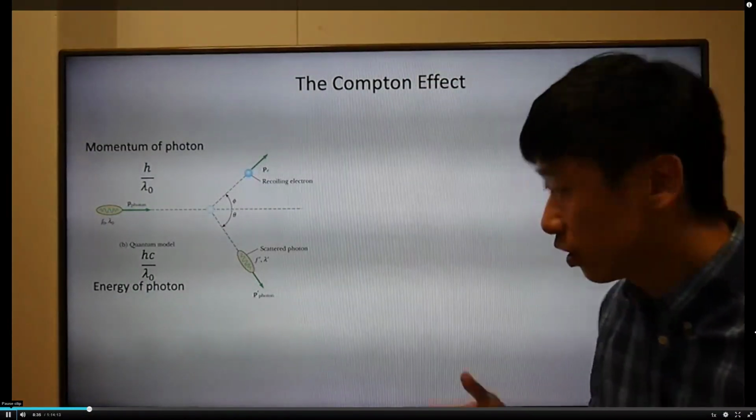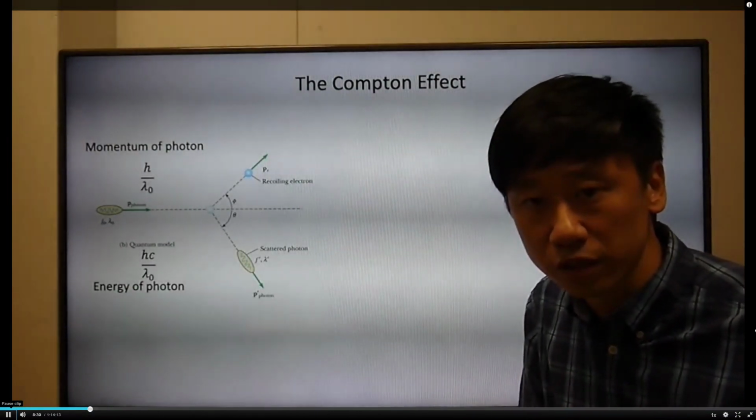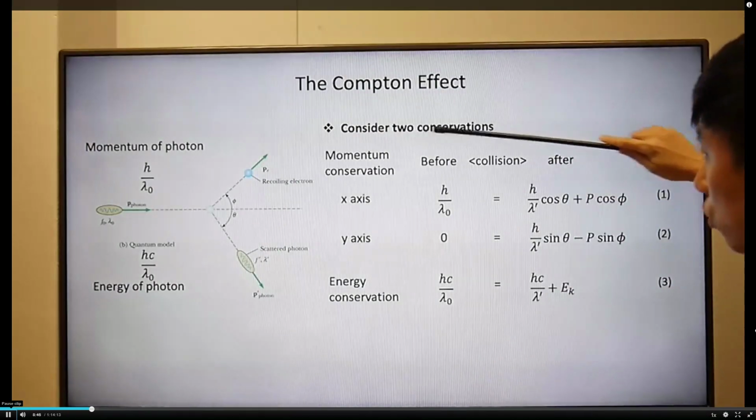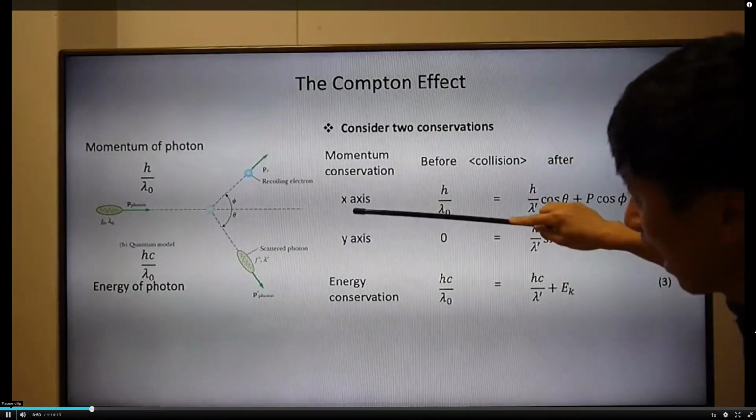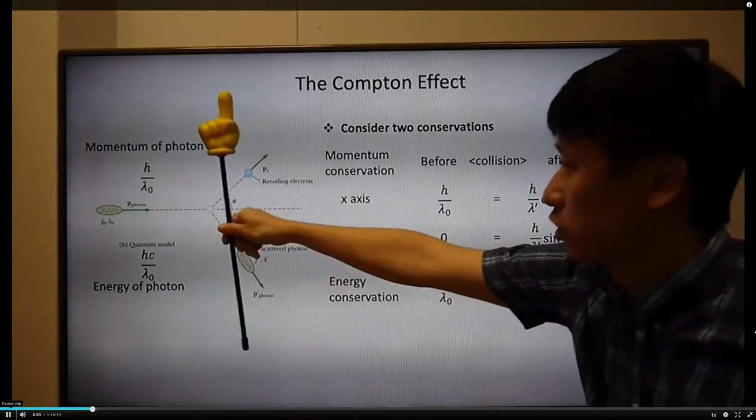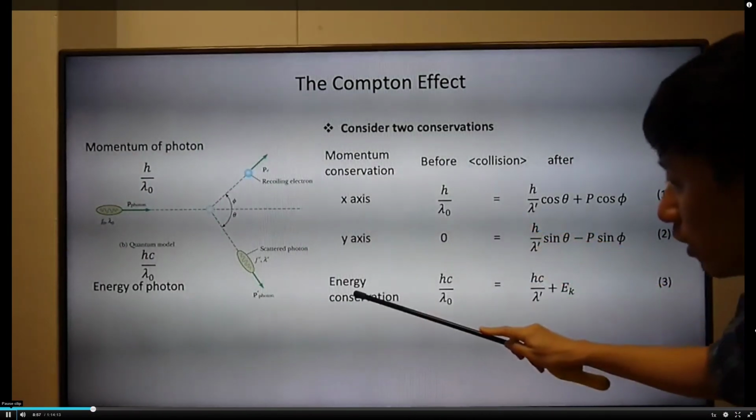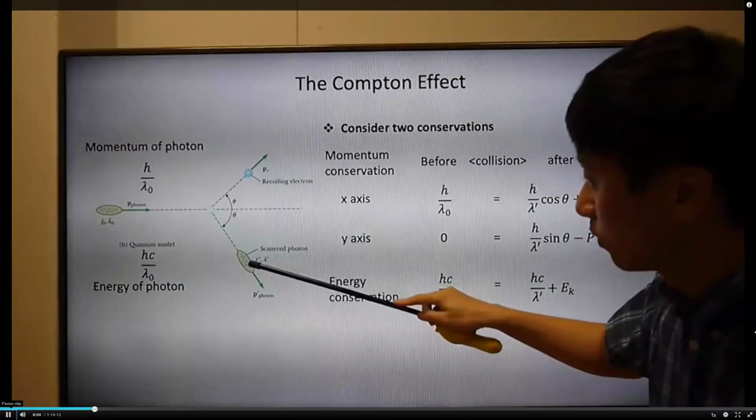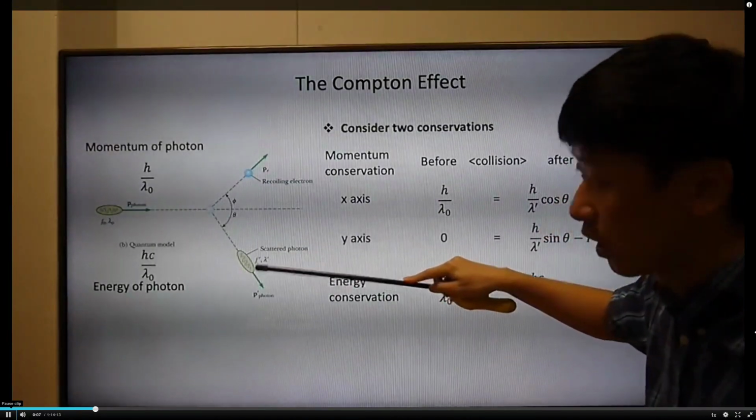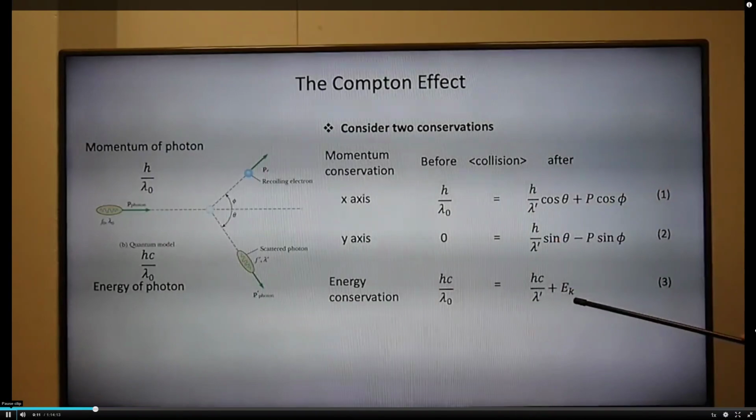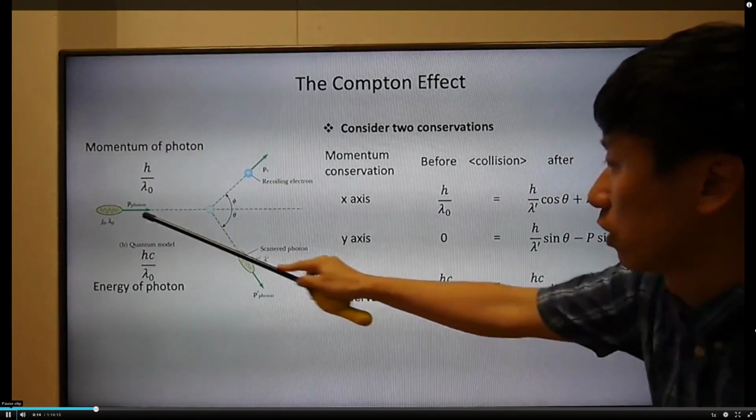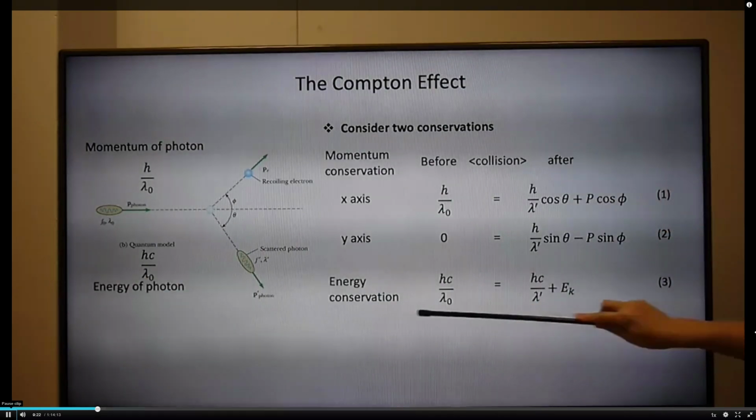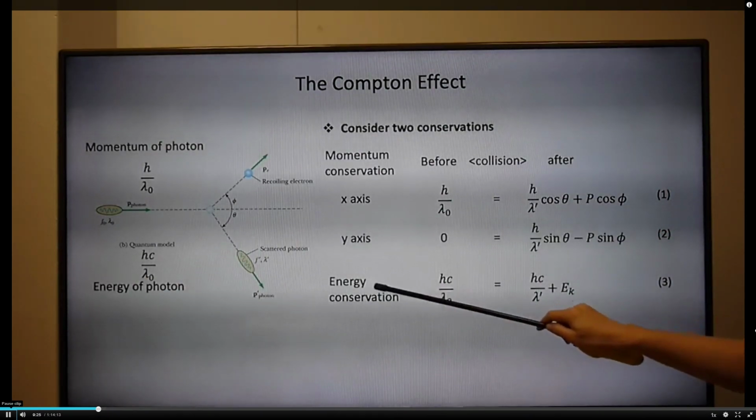Now in this model, we need to consider the conservation of the momentum and also energy. So we need to consider the two conservations. One is momentum along the x-axis and y-axis. Another one is energy conservation. The sum of the scattered photon energy and the kinetic energy of the electron should be equal to the energy of the incident photon. So at first you can define this relationship according to the energy conservation.